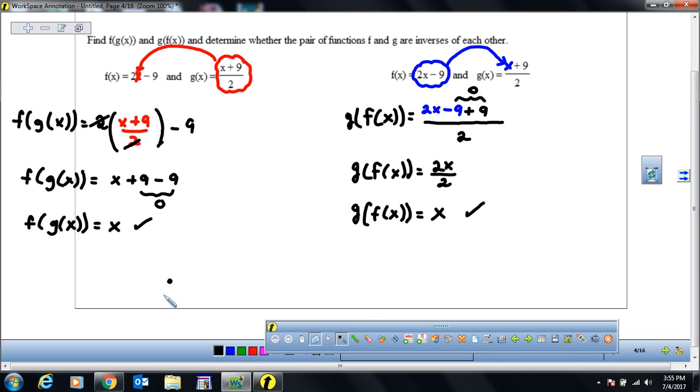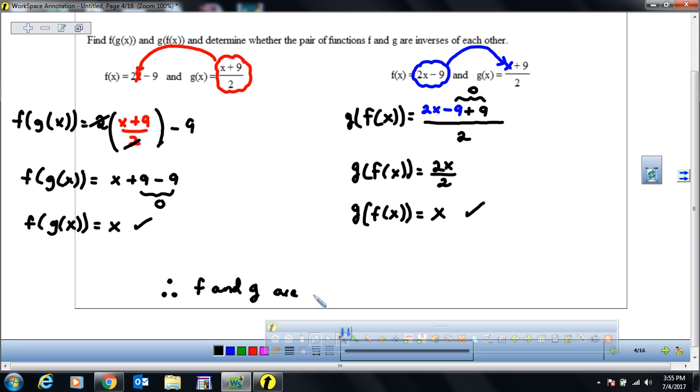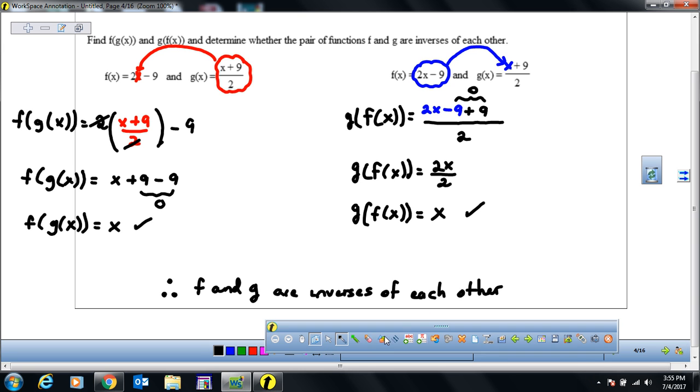We can conclude with the following statement. These three little dots mean therefore. Therefore, f and g are inverses of each other. So that is my conclusion for this problem, that f and g are inverses of each other.